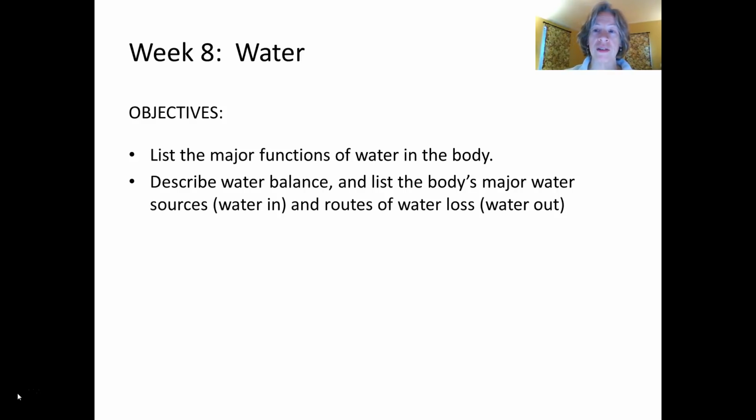So when we're thinking balance, remember, just like energy balance, it's energy in versus energy out. What are the components in? What are the components out? Same thing with water balance.